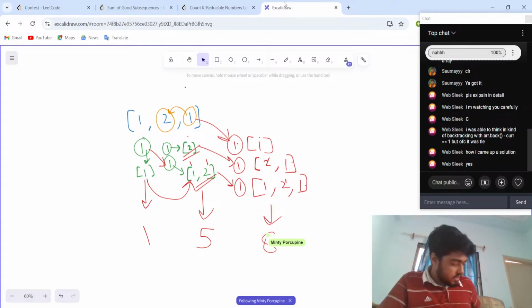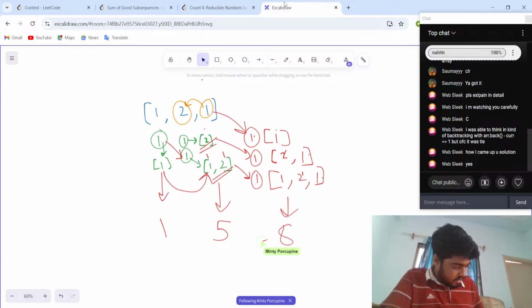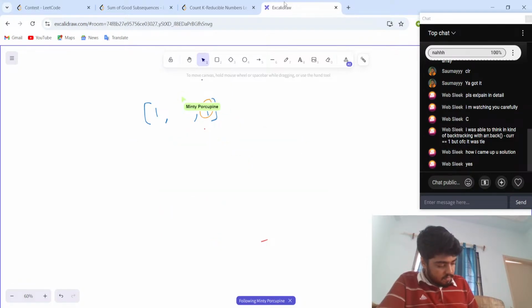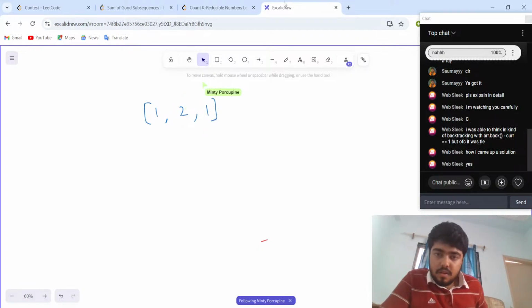Now since the explanation is clear, I'll just move this thing along. Okay, now it is visible properly. Now we are going to come back to our main solution.